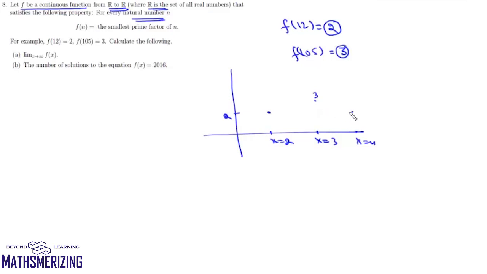Now we'll come to this first part, and it says we need to find this limit, which is the limit as x tends to infinity of f of x. If we take any even number in the neighborhood of infinity, this limit goes to 2.